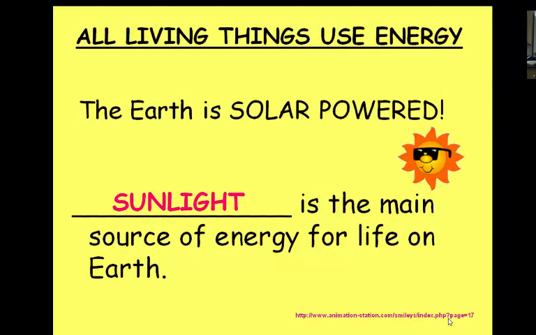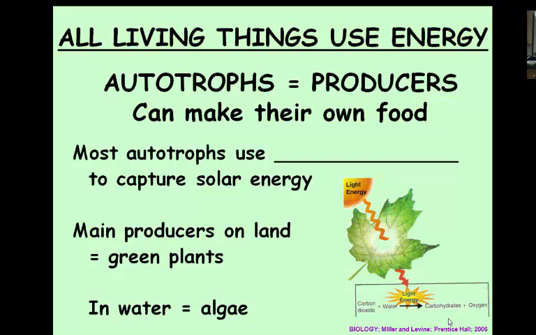So all living things use energy. The earth is solar powered, and that's basically the indirect source of energy for everything in the biosphere. It's the main source of energy for life on earth, because that's where energy will start.